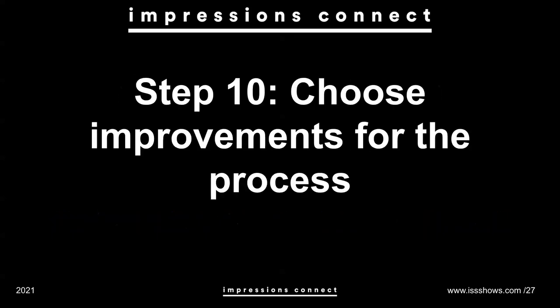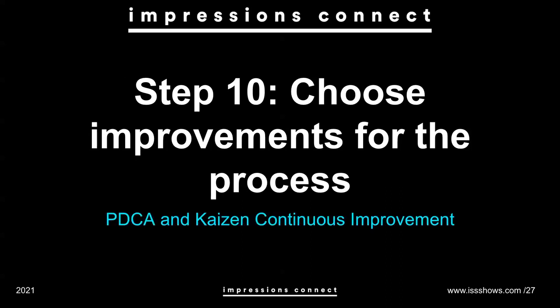Step 10, we're almost there. Step 10 is choose improvements for the process. PDCA stands for plan, do, check, act, which is also known as the Deming cycle. Earlier, I mentioned W. Edwards Deming. So you plan the work, you plan the improvement, you do the work, you check to make sure it's working, and then you act on it. You keep going: plan, do, check, act.